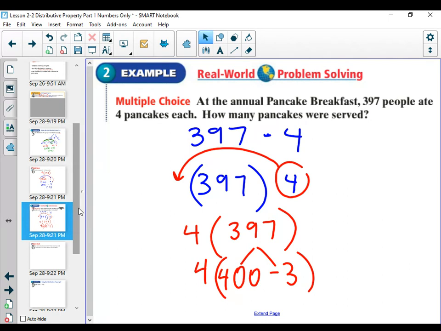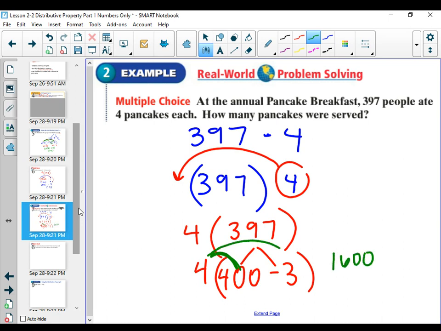4 times 400. I always remind myself to multiply with an arrow. 4 times 3. Subtract. 1,588 pancakes. Now whoever's doing the shopping for the pancake breakfast knows they need supplies for at least 1,588 pancakes.